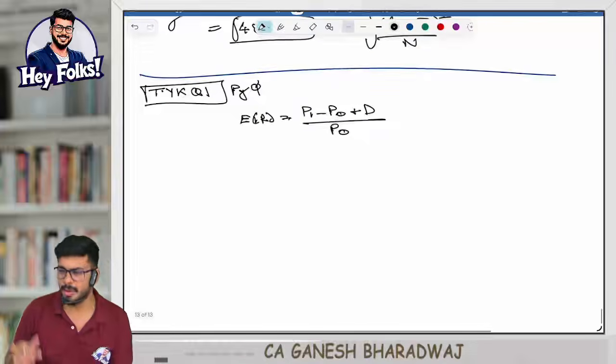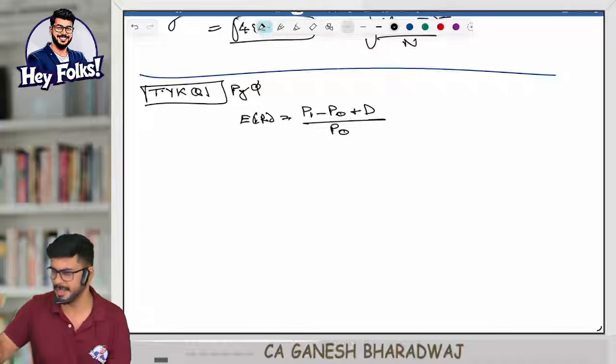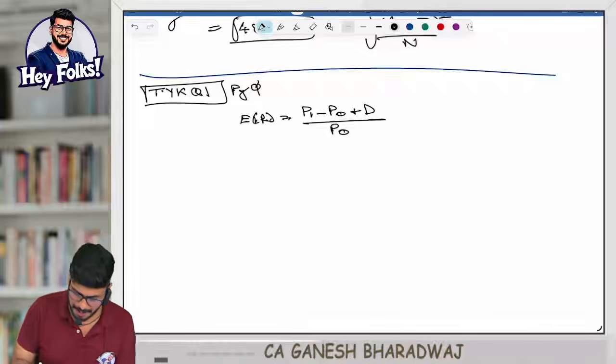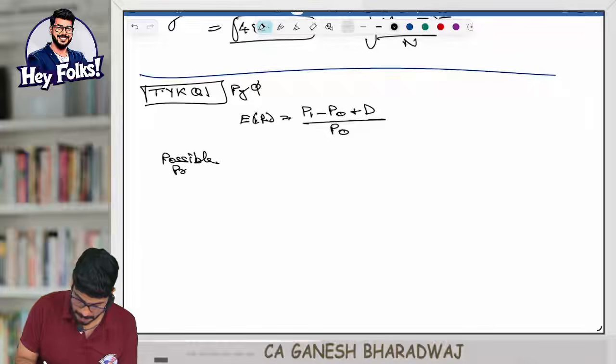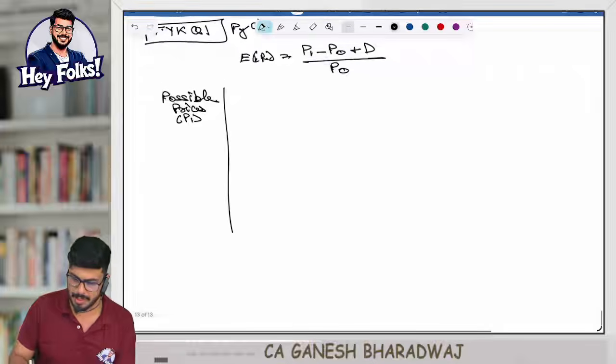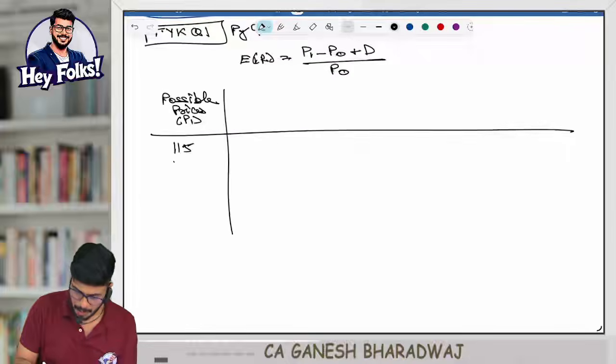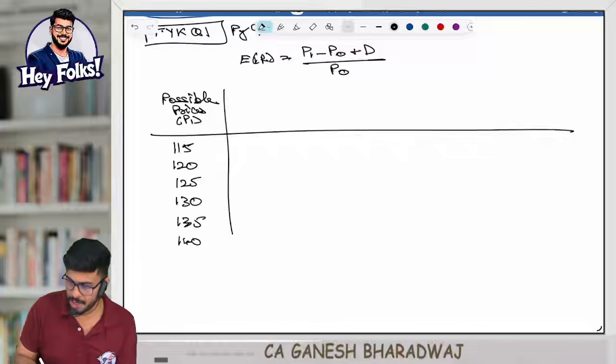Now, for each and every outcome, we need to do that. Shall we get started? In the first case, they have given the different possible prices. So write down here, possible prices within brackets. This has to be P1. These are the different possibilities: 115, 120, 125, 130, 135 and 140. Am I right, guys?